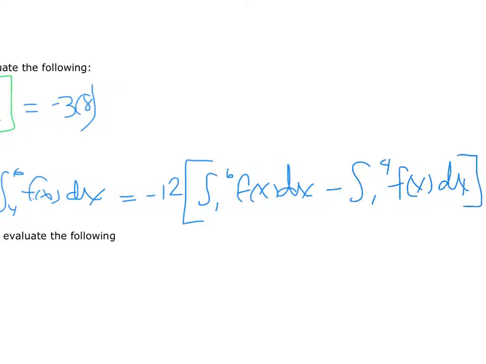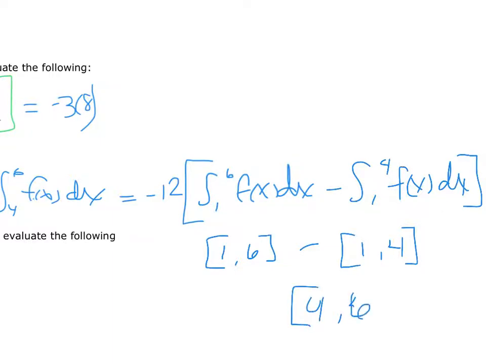Yes? Wouldn't you do 1 to 3 because you want to include 4? No, because when we're doing integration, we include each endpoint. So this integration is going from 1 to 6, and then this integration is from 1 to 4. What I'm left with, when I subtract these, is an integration from 4 to 6 because it is inclusive.